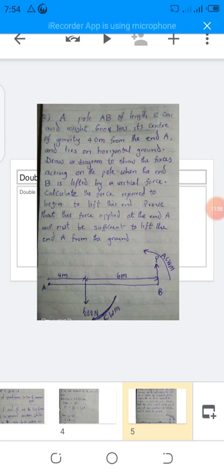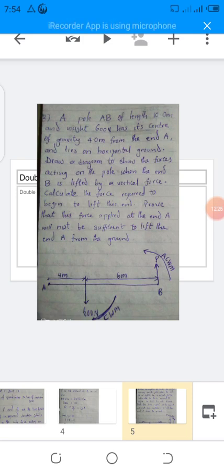We have actually drawn the diagram they say we should draw, so we'll proceed. Calculate the force required to begin to lift end B. Prove that this force applied at end A will not be sufficient to lift end A from the ground. What does that mean?